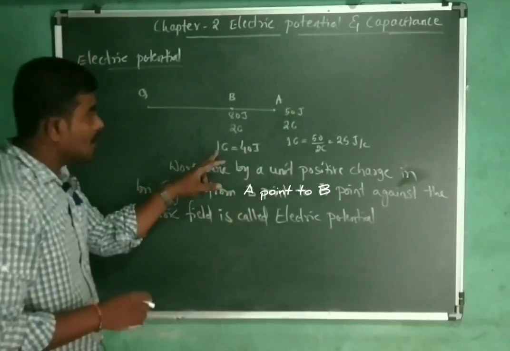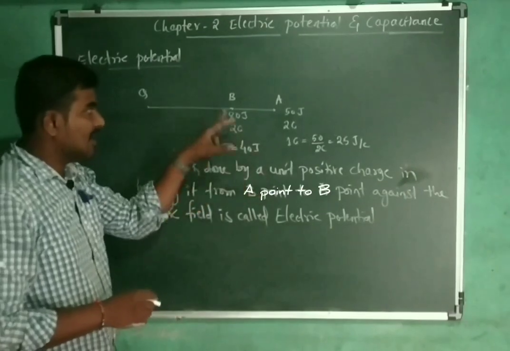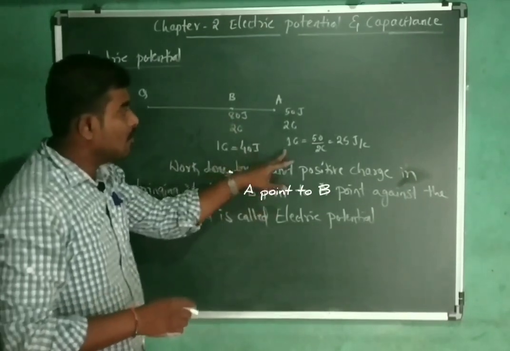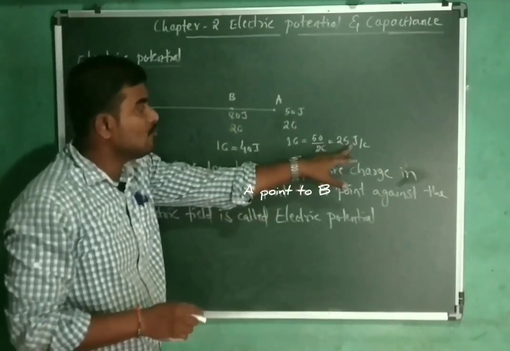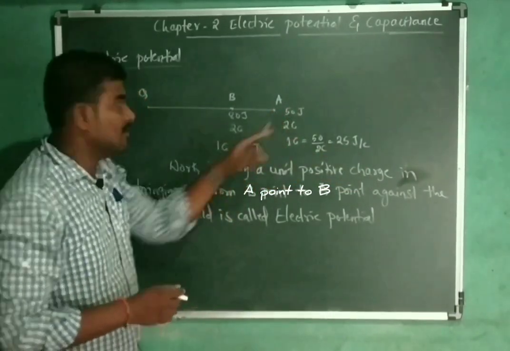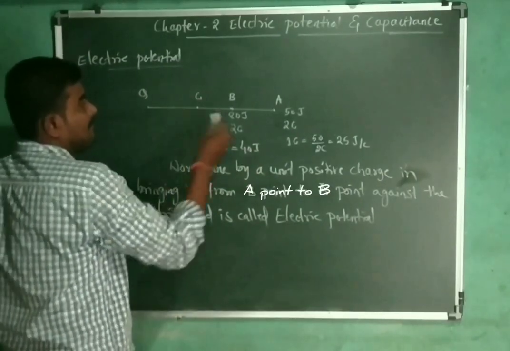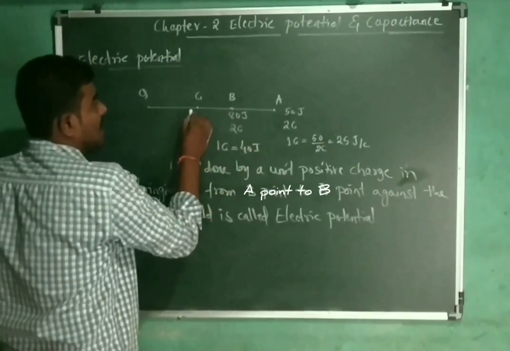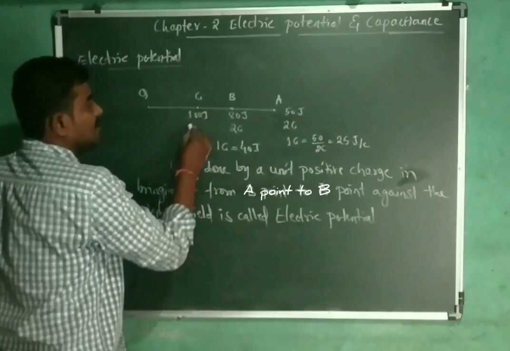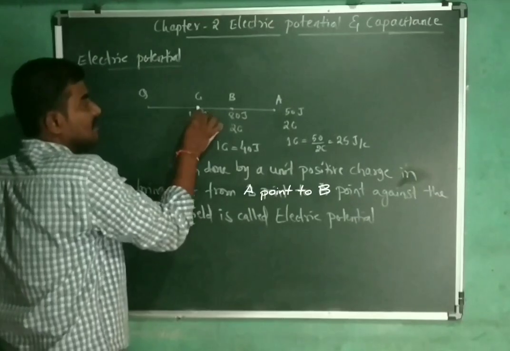It means 1 coulomb charge has 40 joule per coulomb potential at B location, and 1 coulomb charge has 25 joule per coulomb potential, electric potential at A location. Or if I consider one more location at C, I am supposed to apply 100 joule of energy. It means 2 coulomb charge has 100 joule of energy at C location.